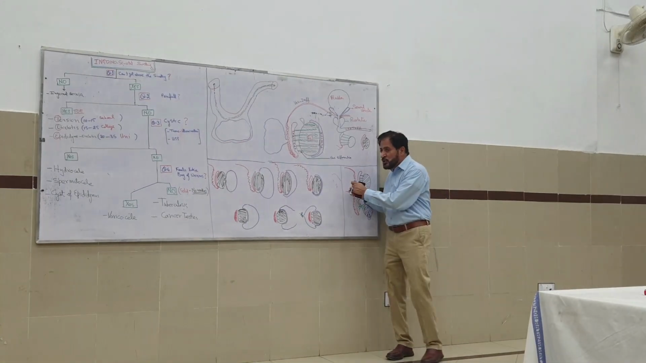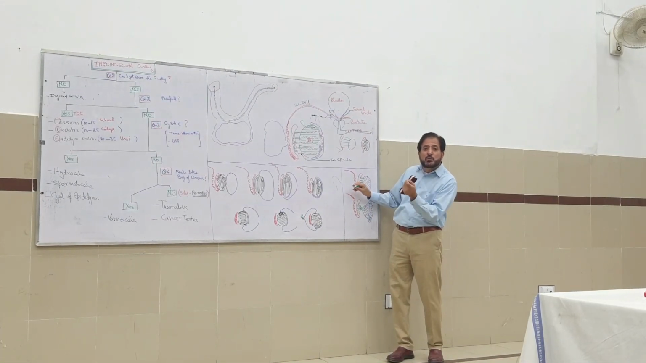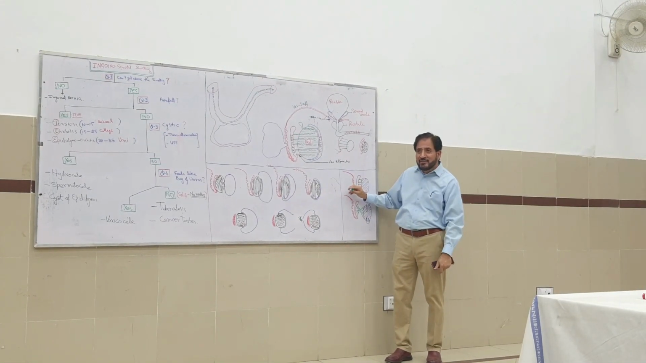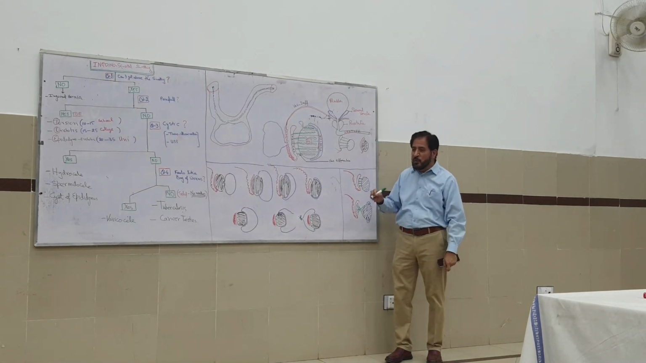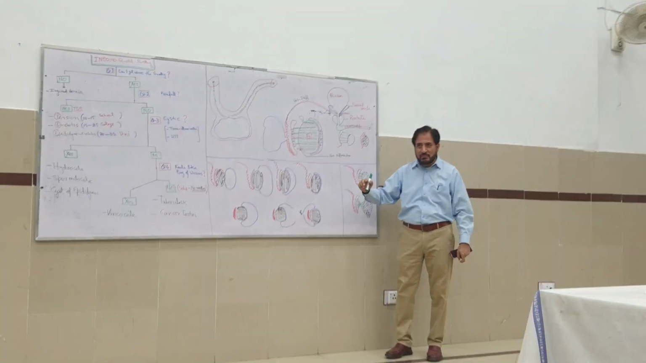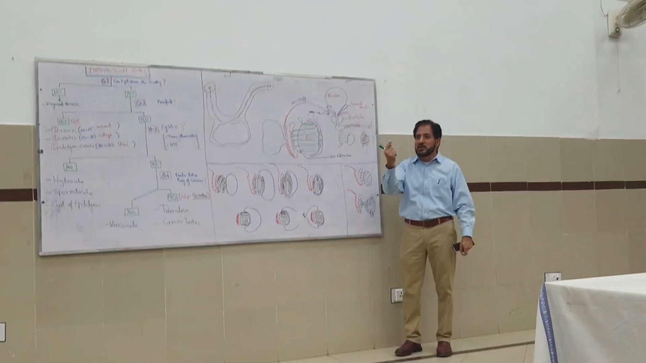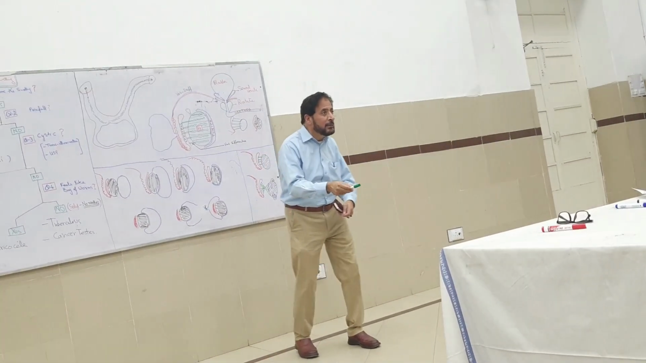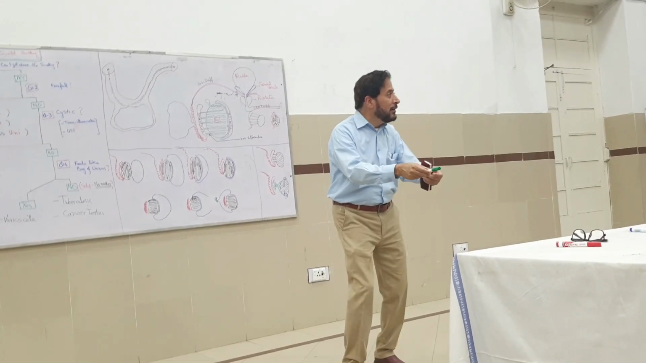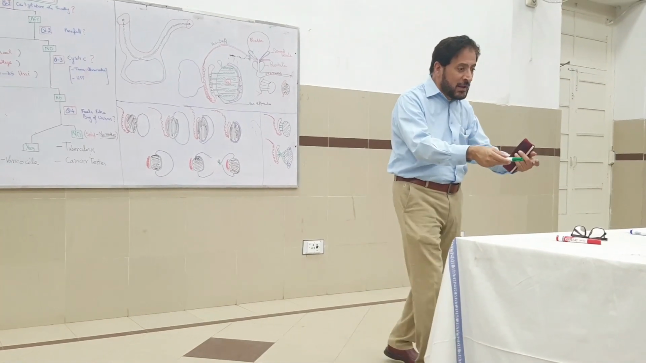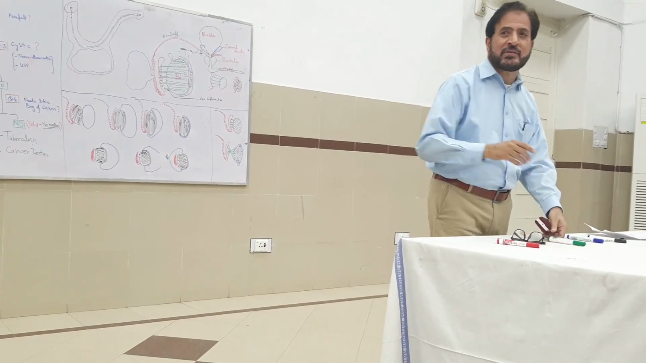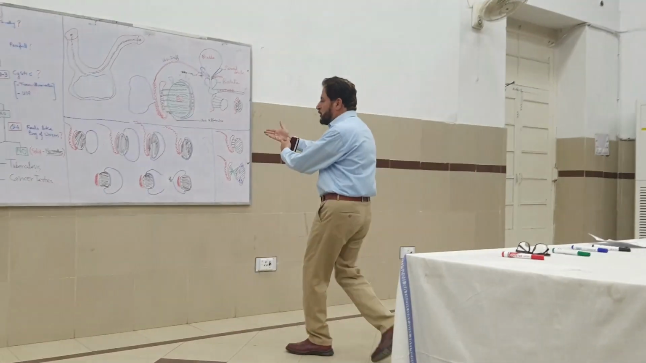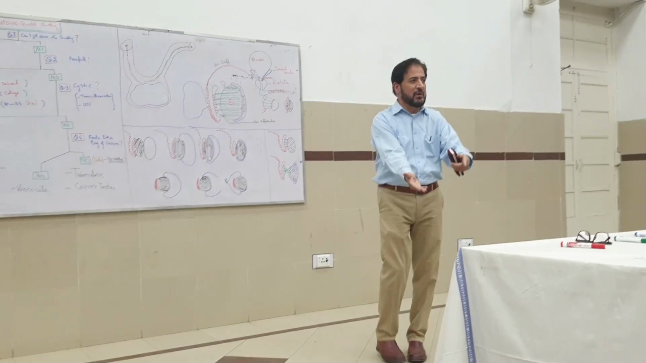Now a vas efferens comes out like a sprout, like a tree sprout. You plant a seed and 3 days later, a small sprout comes up. Now, there's a small sprout, and it's looking for what? Epididymis. I found the epididymis. Enters that. So, we have got a connection between testes and the epididymis.